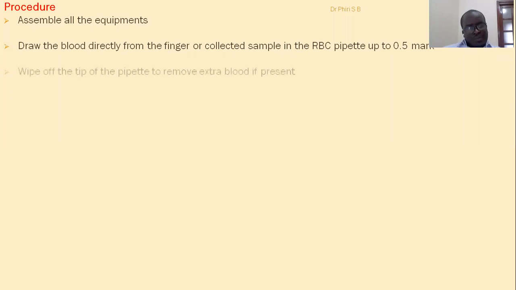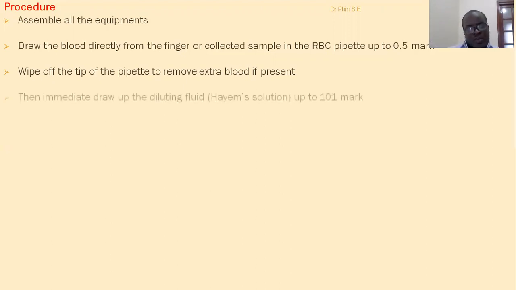Then after that, you wipe off the tip of the pipette to remove extra blood if present. Sometimes there could be some blood remaining on the tip, so you can use a tissue or cotton and just wipe off the blood. Then from there, you introduce your diluting fluid. Immediately draw up the diluting fluid, the HAM solution, up to the 101 mark. So you aspirate again. There's blood first, then you aspirate the HAM fluid solution up to the 101 mark.